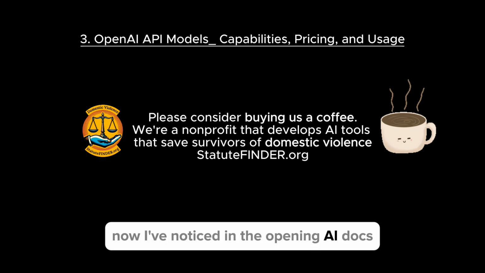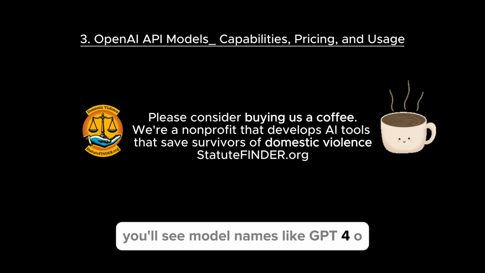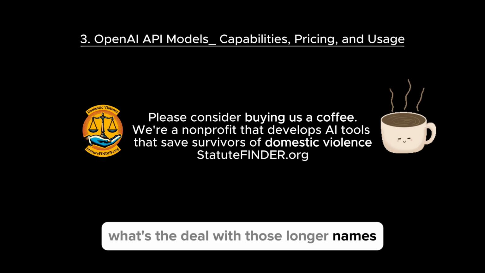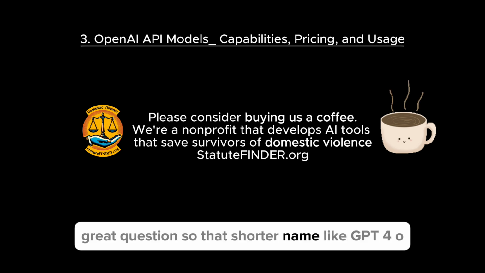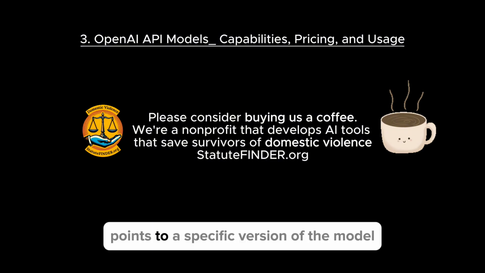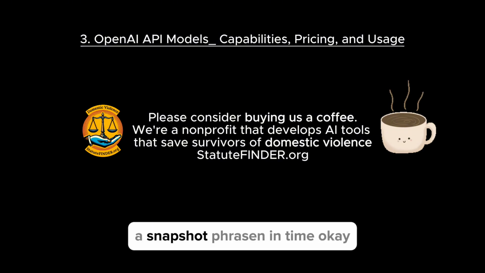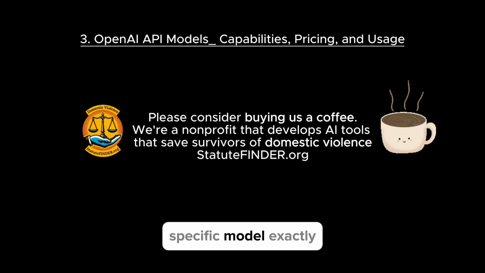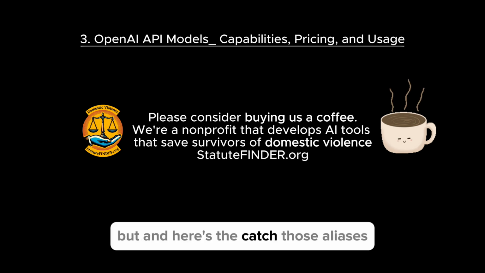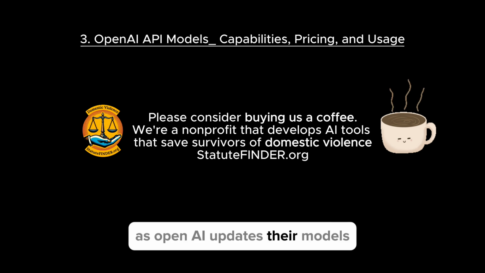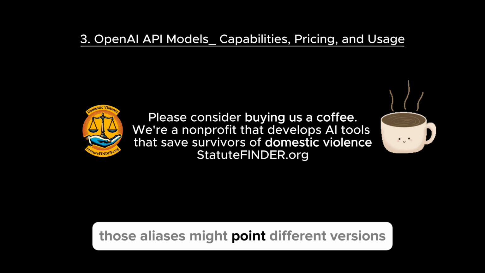Now, I've noticed in the OpenAI docs, you'll see model names like GPT-4o, but then also things like GPT-4o 2024-08-06. What's the deal with those longer names? Great question. That shorter name, like GPT-4o, is what we call an alias. It's like a nickname that points to a specific version of the model, a snapshot frozen in time. Exactly. But here's the catch: those aliases can change over time. As OpenAI updates their models, those aliases might point to different versions.